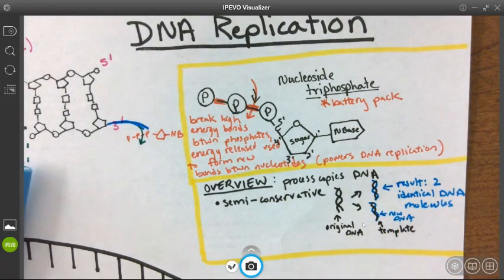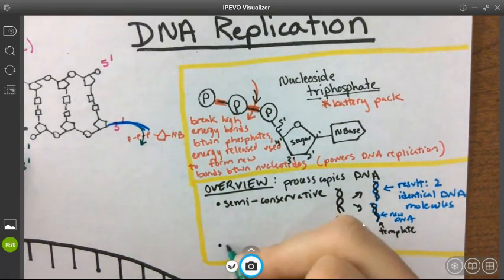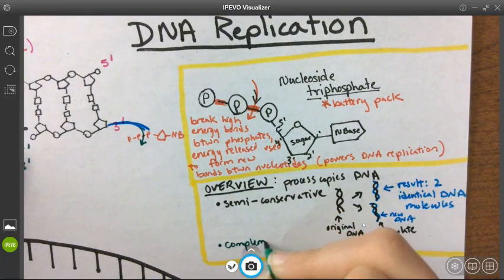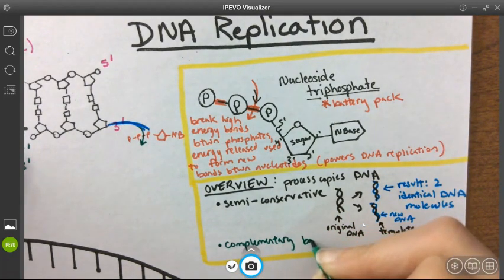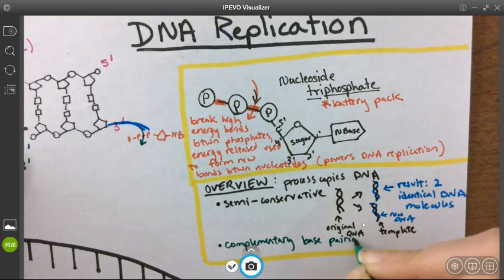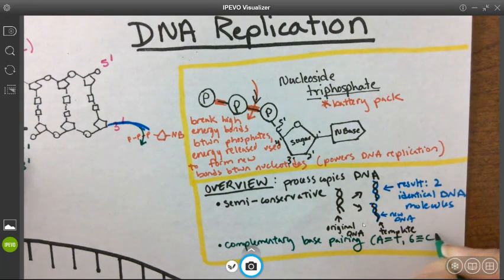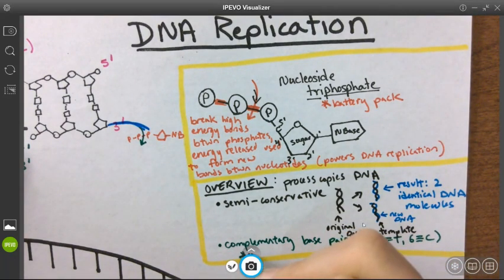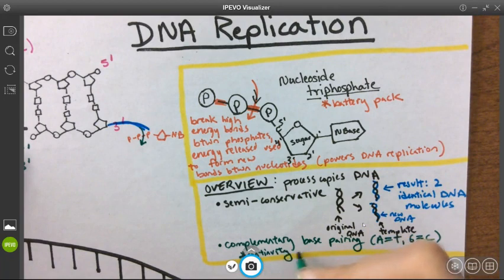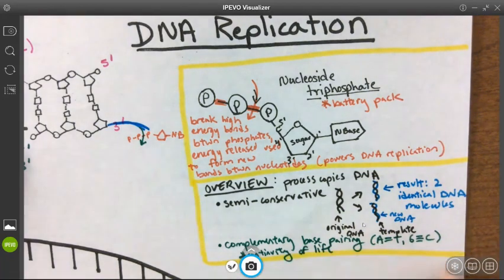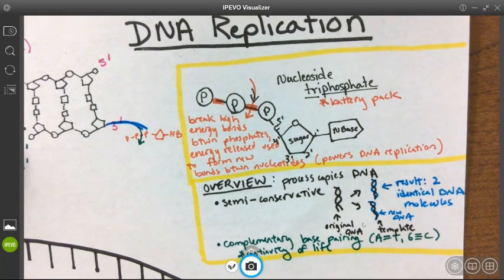Okay. Another important part of the overview of DNA replication is that complementary base pairing occurs. Which of course means A pairs with T and G pairs with C. And this helps with the continuity of life because we know that if DNA opens up and there you see a code ATG, complementary nucleotides will come from the nucleoplasm to make the correct new matching strand.